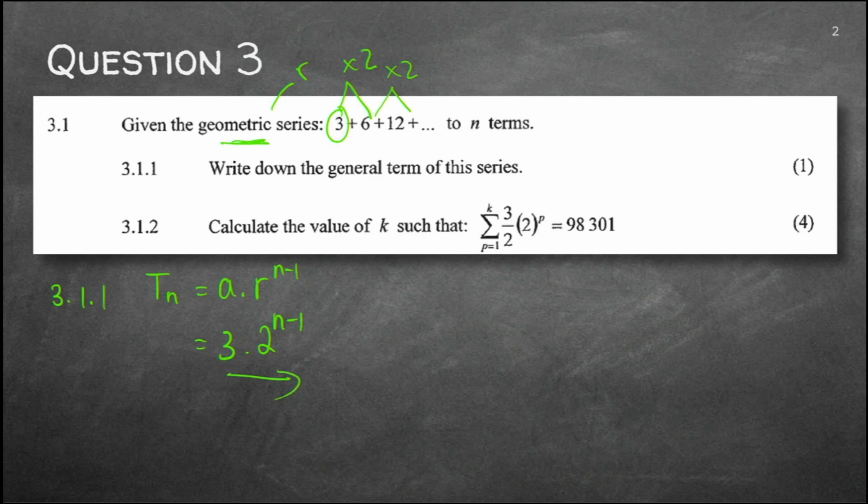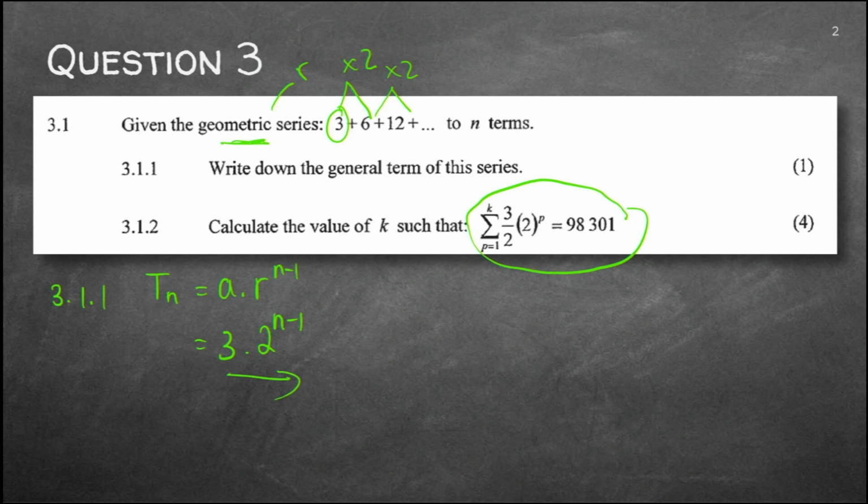The next question, however, is a sigma question. So please remember, sigma is referring to Sn, right? Sigma means the sum of. It's referring to an Sn type of question. So let's quickly have a look.